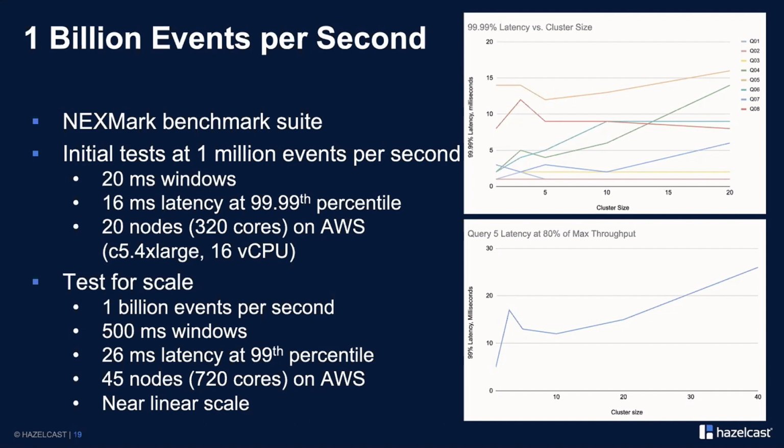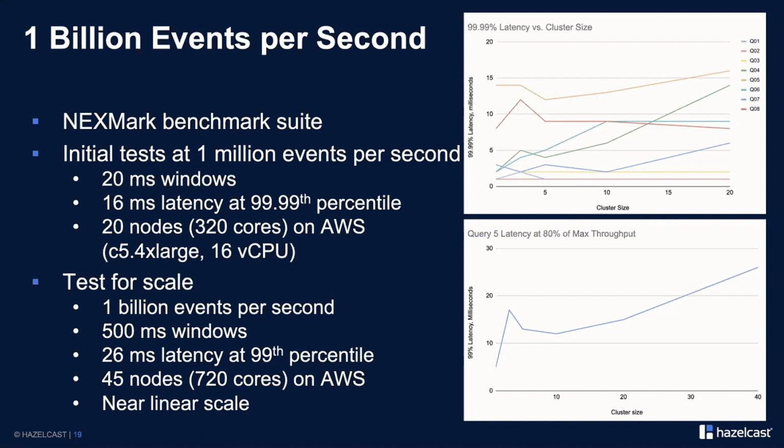And so we defined a 20 millisecond window, meaning that we're running aggregations every 20 milliseconds of data input. And we experienced 16 millisecond latency at the 99.99th percentile. So very low latency for almost all of the data that we're processing. This was done on a C5 4xlarge instance on AWS, a 16 virtual CPU system. And so overall, 20 nodes, 320 cores is what we got for that 1 million events per second.